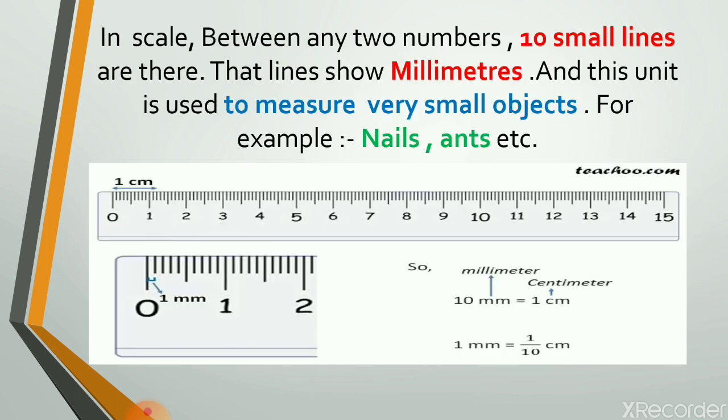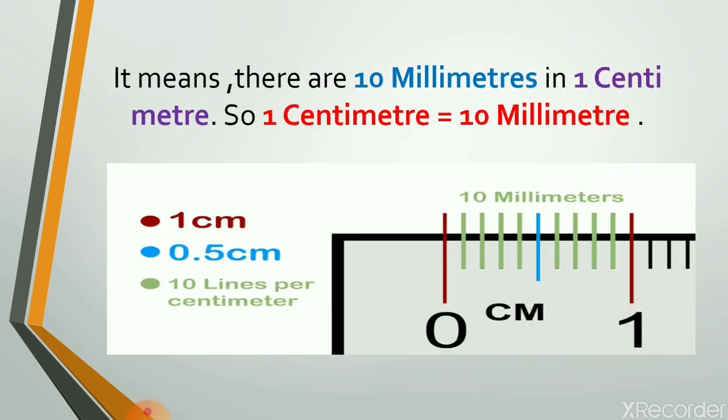In a scale, between any two numbers, 10 small lines are there. Those lines show millimeters, and this unit is used to measure very small objects, for example, nails, ants, etc. It means there are 10 millimeters in 1 centimeter. So, 1 centimeter is equal to 10 millimeters.